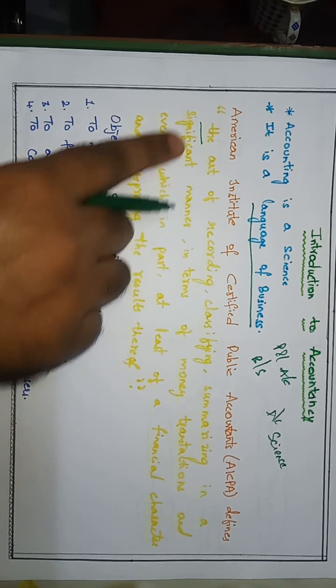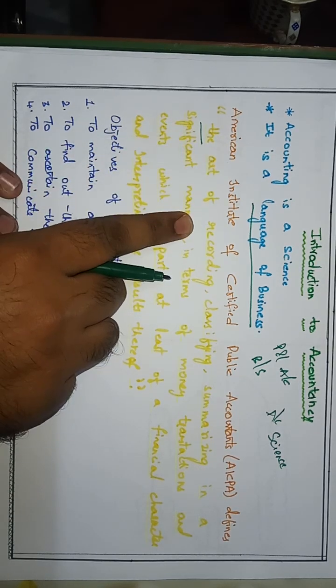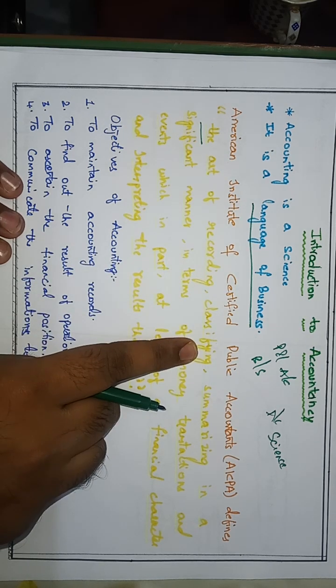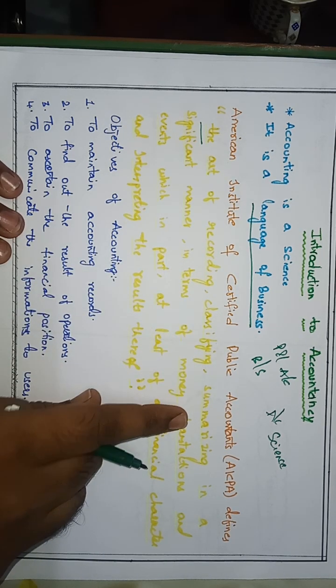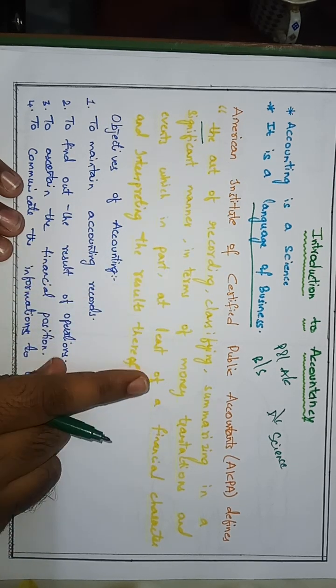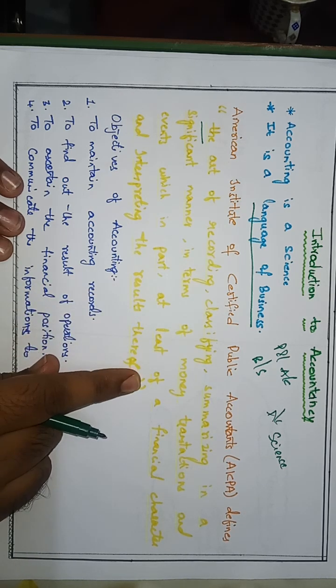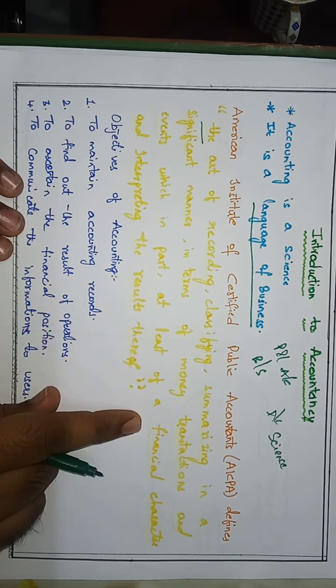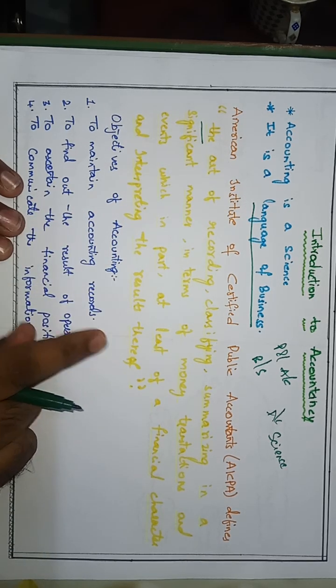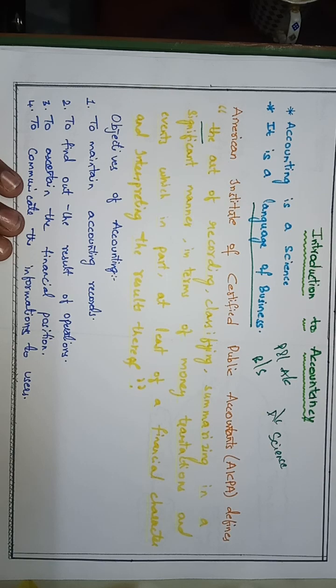It means accounting is a science and art of recording. First, the transactions are recorded, they are classified, and summaries are prepared in a significant manner. In terms of money, only the monetary transactions are taken into consideration. Then, at least of a financial character, and interpreting the results thereof. The results are communicated to the users.